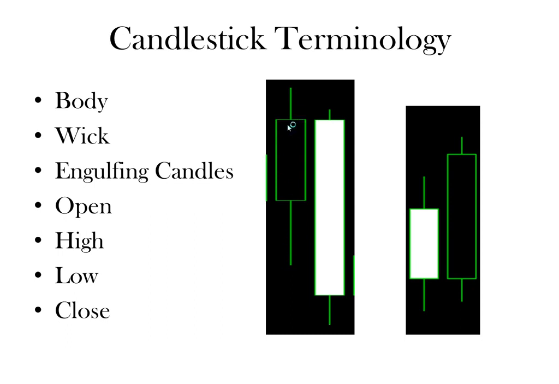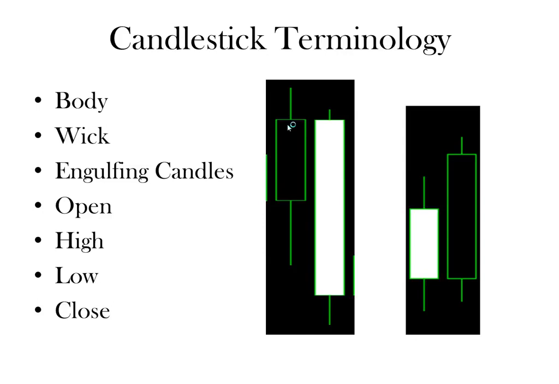Now you have an idea of what a body is, what a wick is, what an engulfing candle is, and you have an idea of how to spot the open, high, low, close of a candle in a particular market of a particular time frame.